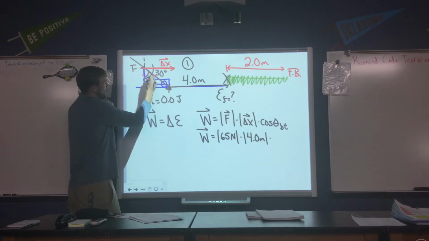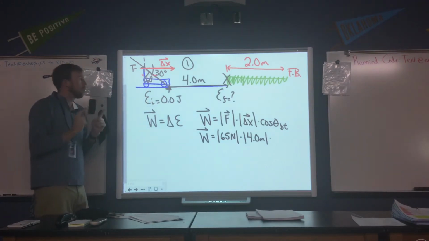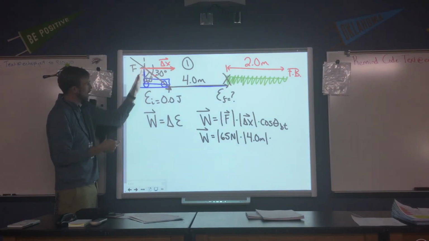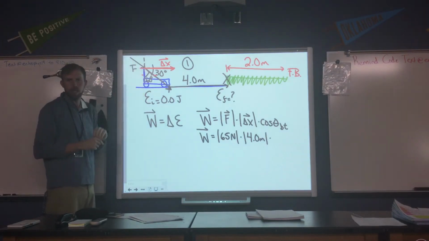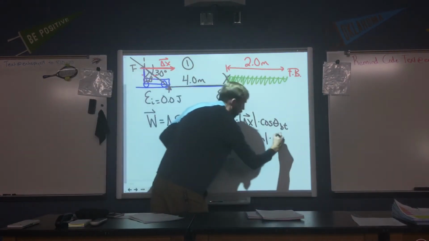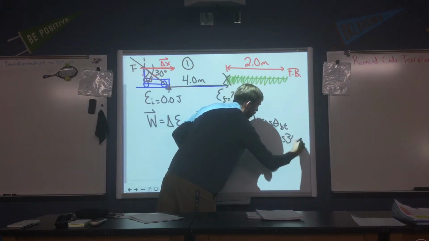Like this angle here, because that angle is not between the force and the displacement. It's between the force and the vertical here, right? The y direction, which our object isn't moving in the y direction. So here we're going to use cosine of 30 degrees.